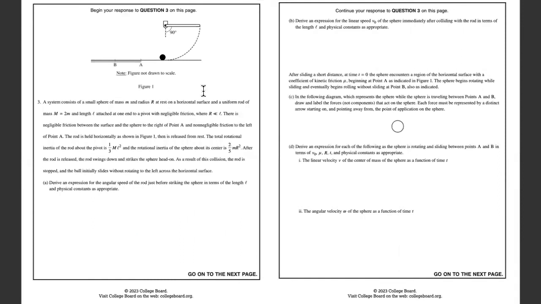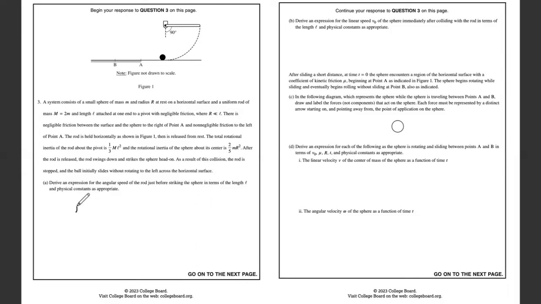Question 3 is a fun one. The rod swings downwards, hits a sphere, and stops. That's good; if the rod didn't stop, we'd be in trouble. Derive an expression for the angular speed of the rod just before striking the sphere in terms of the length and physical constants as appropriate.